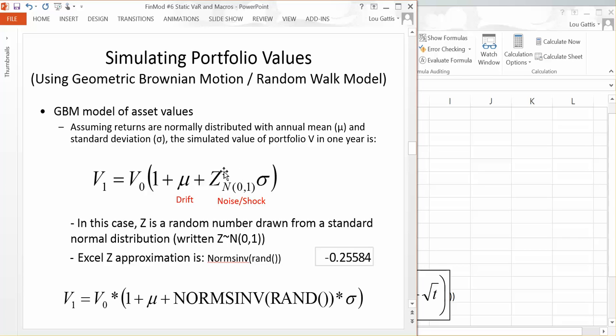For these randomly generated z's, we're going to use Excel's function NORM.S.INV of RAND. This is an estimation of trying to create a standard normal random variable z. So therefore, we're going to substitute in Excel the z with NORM.S.INV(RAND()). So let's go ahead and do that.